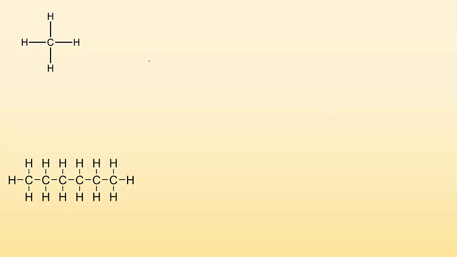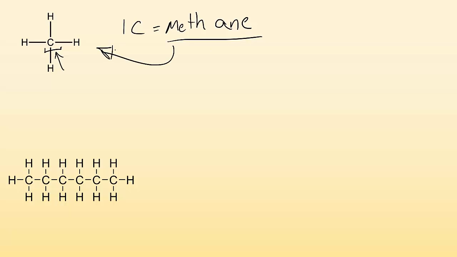All right, so let's take a look at this first one. Well, my base is going to tell me that I've got one carbon. So one carbon is going to tell me that I've got meth. And that they're all single bonded is going to tell me that the suffix is going to have to be ane. So I've got methane. So this is methane.